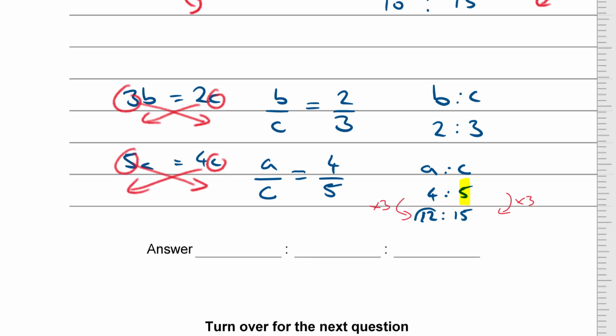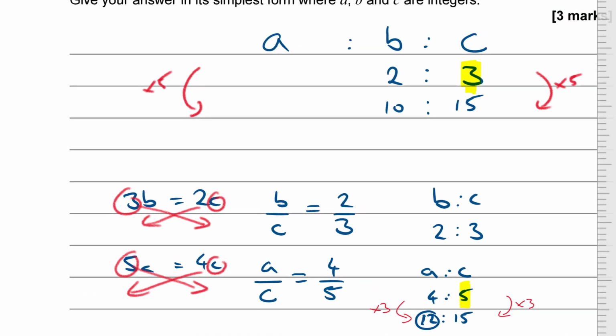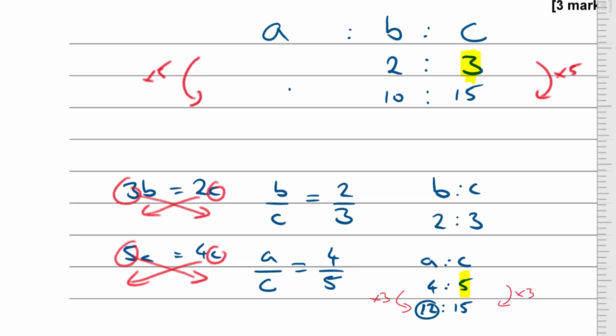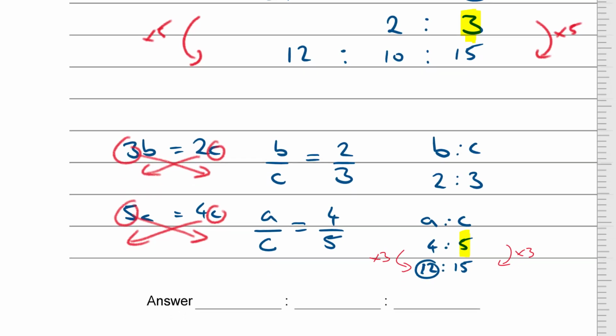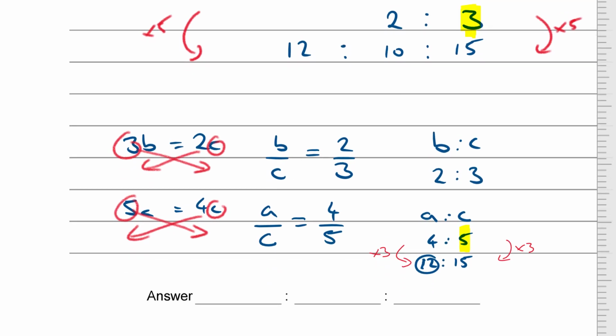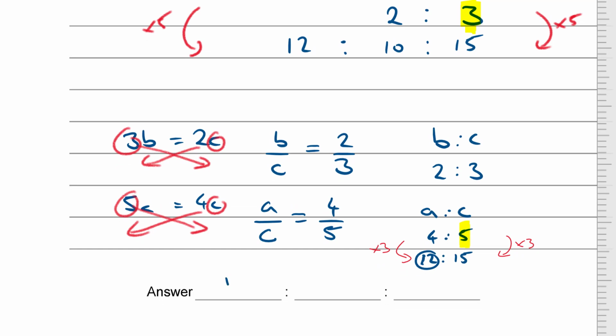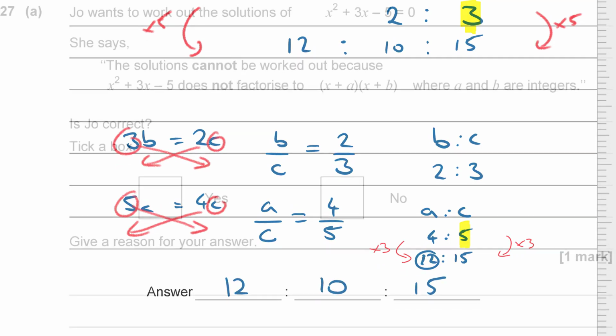Then I can take this 12 that I've got here and I can write it up here then. It's going to be 12 to 10 to 15 then, isn't it? Does that cancel down? Nope. That's kind of how it is. So I've got the ratio of a to b to c to be 12 to 10 to 15.